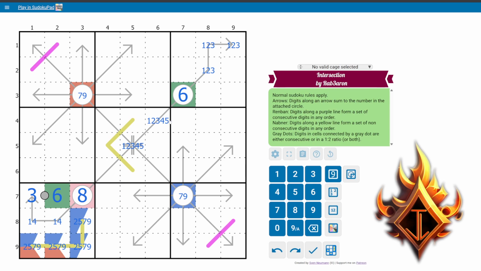What about maybe this Nabner? So pink, it could still be on 9's arrow. 7 or 9, whatever red is, I mean, will be at one of these.